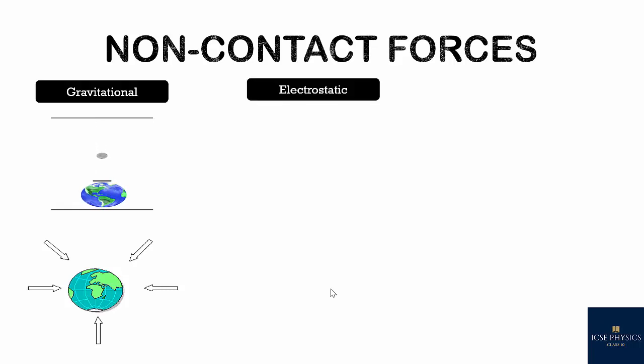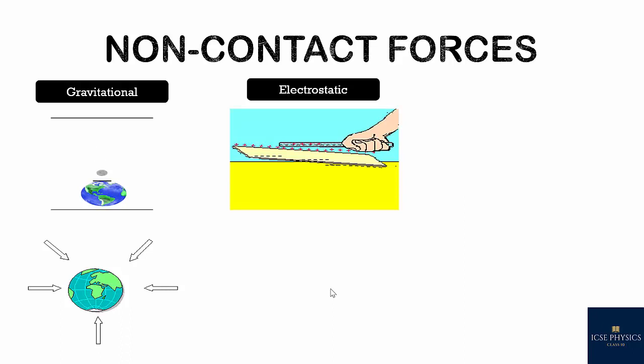The second one is electrostatic force. Electrostatic force works on the principle that two like charges repel while two unlike charges attract each other. The force between the two charges is called electrostatic force. Force between two charged particles when they are separated is electrostatic force. You can see in both the cases that there is no contact between the two, but still they are attracted, or there is a force between them. So this is a non-contact type of force.